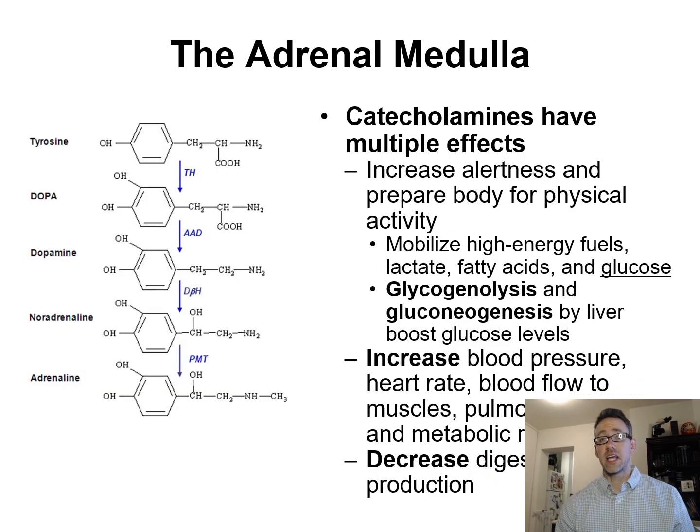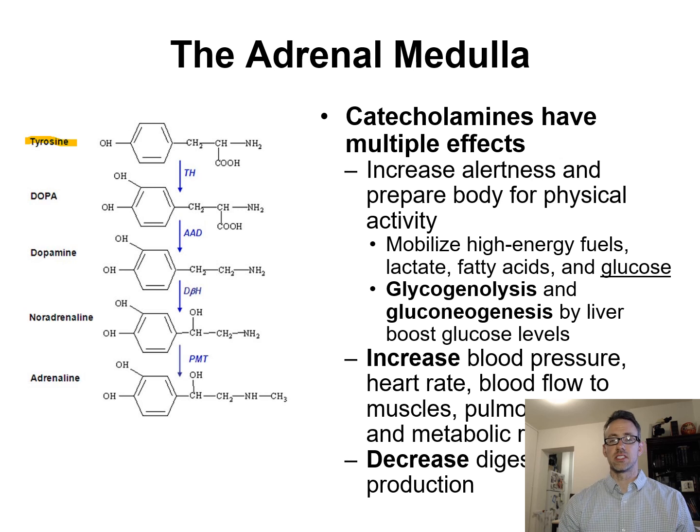Okay, so the catecholamines, when I say catecholamines, I'm referring to dopamine, norepinephrine, and epinephrine. Primarily what's released from the adrenal medulla is epinephrine, then a smaller amount of norepinephrine, and finally trace amounts of dopamine. You can see this is the pathway for its production. The precursor is tyrosine. Tyrosine is converted to dopa, to dopamine, to noradrenaline, and then finally to adrenaline. Adrenaline, by the way, is epinephrine, and noradrenaline is norepinephrine.